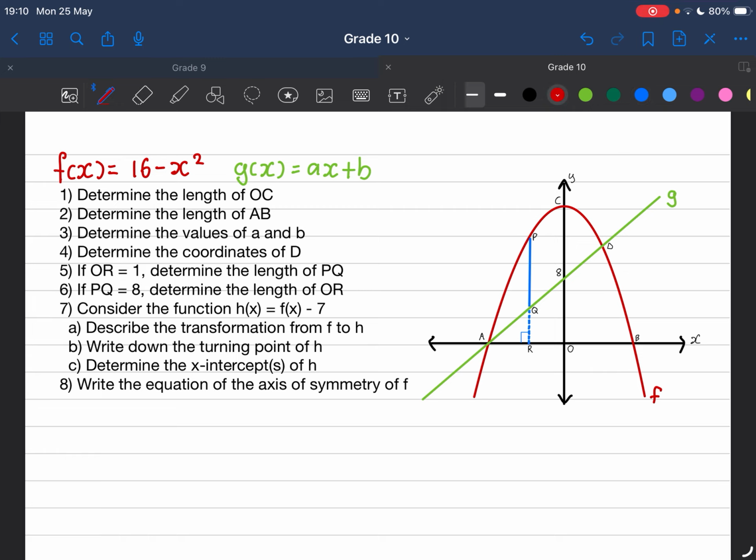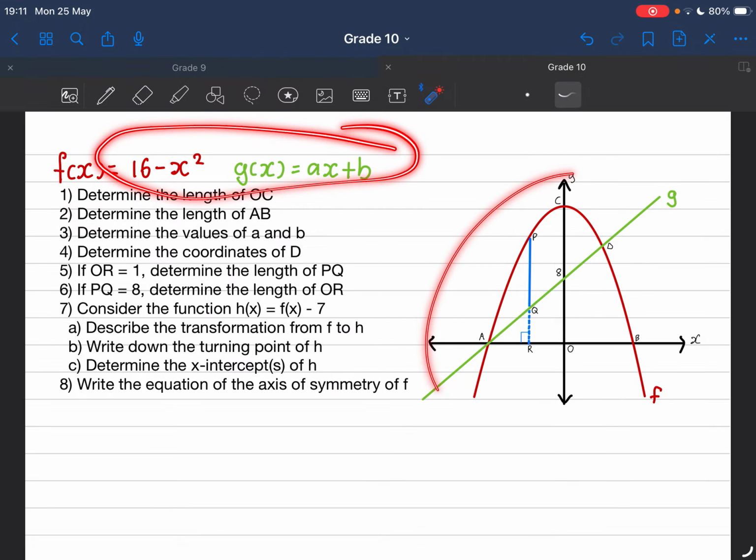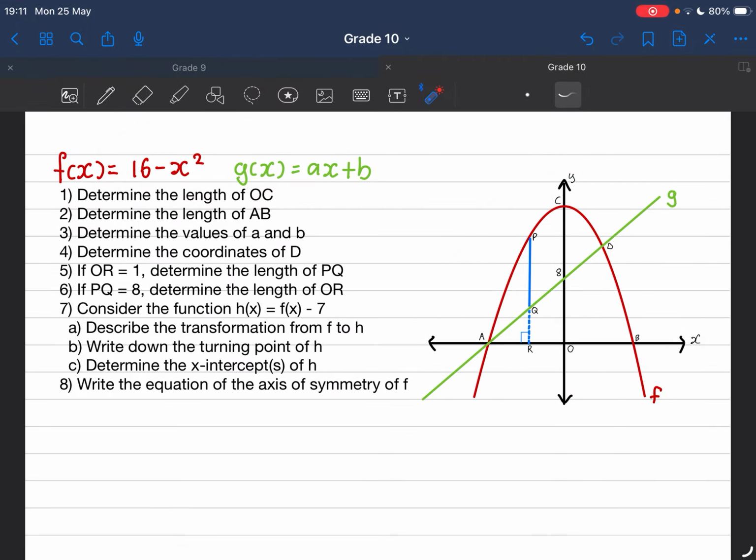Alright, so the first thing is we're given the equation of a, what is this? Sorry, it's a parabola and a straight line. We can use all of this information to find out all the coordinates on this. Before we do that though, let's just have a look at what's going on. Now they want you to first find the length of OC. So O is here and C is here.